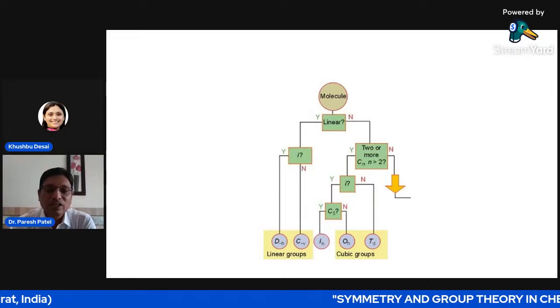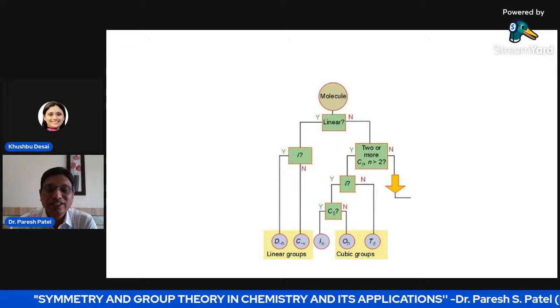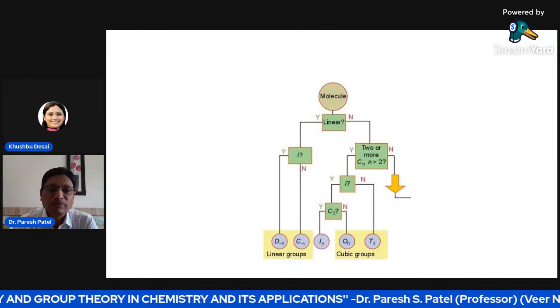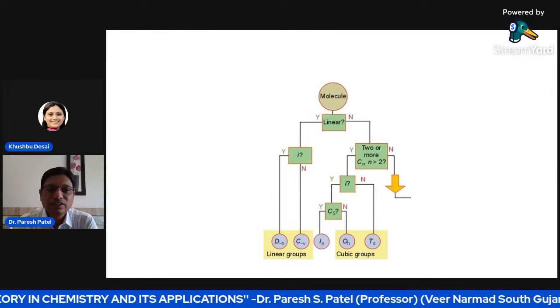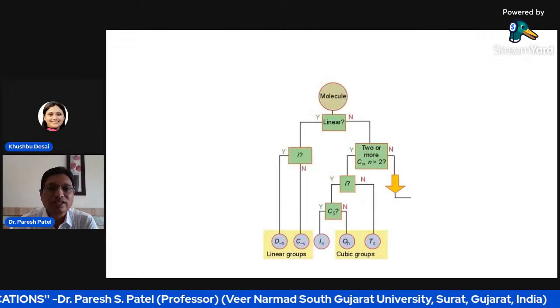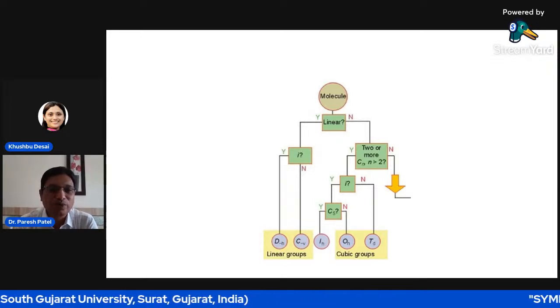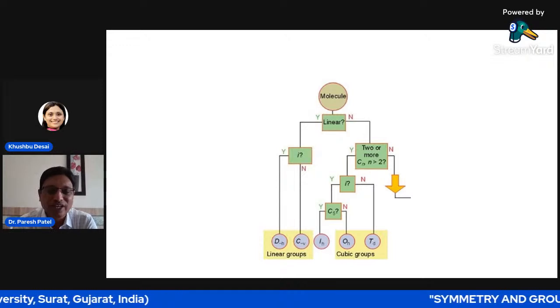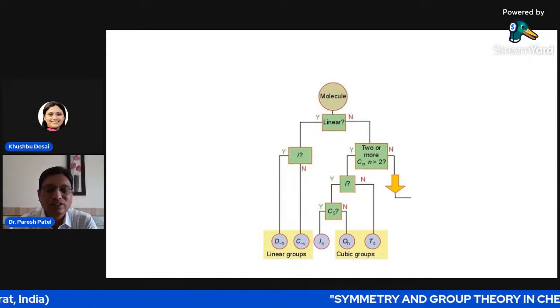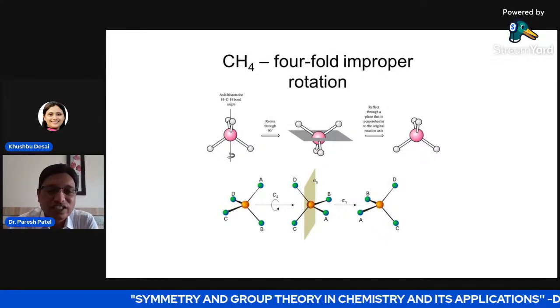Okay, in the case of methane and SF6 molecules, they consist of 3C3s and 4C3s. Yes, so TD or OH point group can be assigned to those molecules. Next one. So the first molecule is CH4.